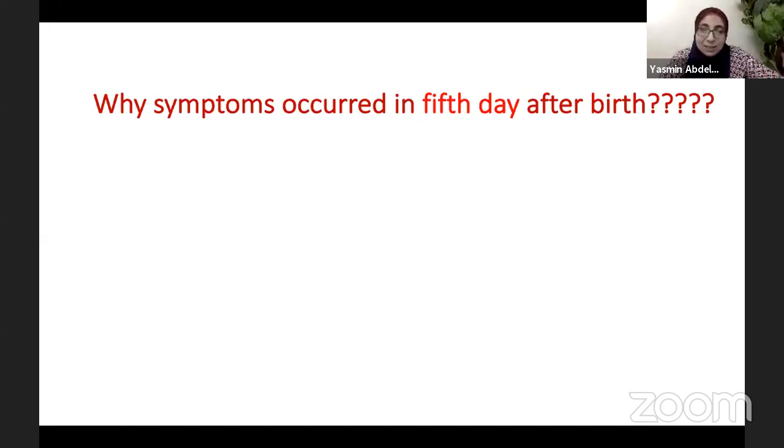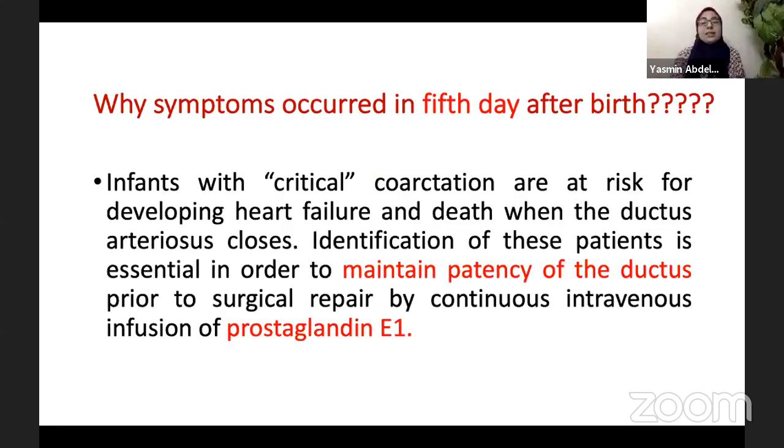I mentioned in his symptoms that it occurred only on the 5th day after birth. Why did this happen? Because that is the time when the ductus arteriosus closed. As we mentioned before in the pathophysiology of this disease, the ductus arteriosus maintained flow from the pulmonary artery to the descending aorta. Once this ductus closed, in the absence of significant collaterals, the patient will develop circulatory shock.